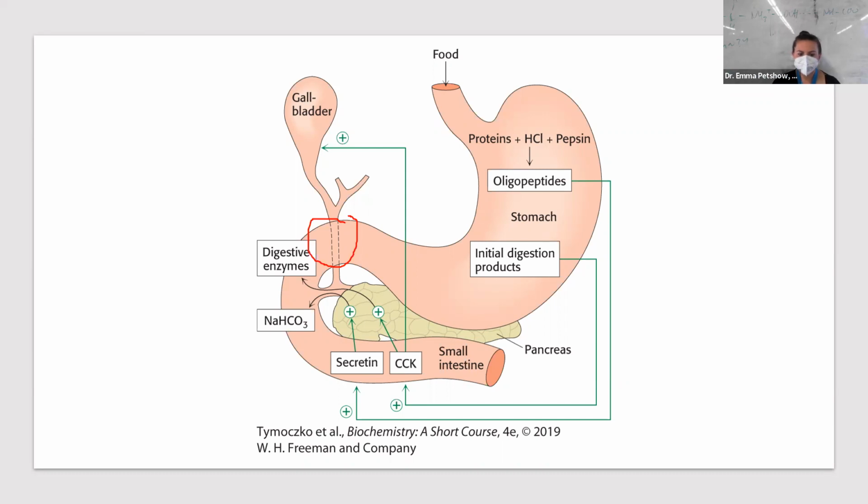So oligopeptides increase secretin, which increases pancreatic release. Initial digestive products and acid encourage CCK, which then also increases pancreatic release. And CCK also is going to stimulate the gallbladder to release some bile. This is some of our feedback loops.